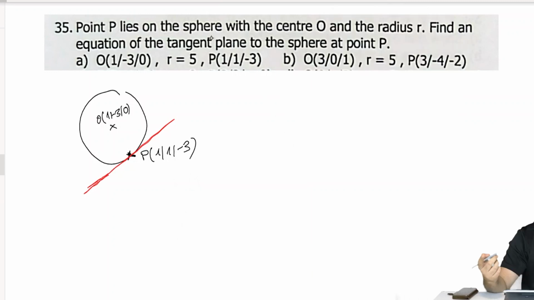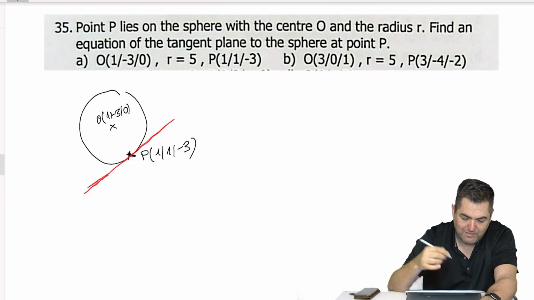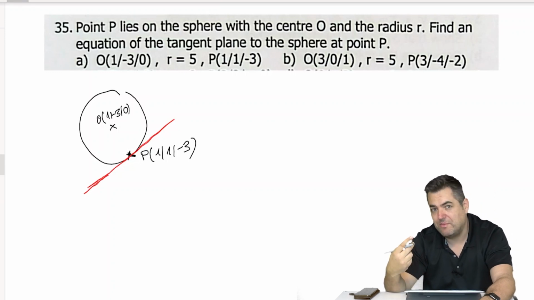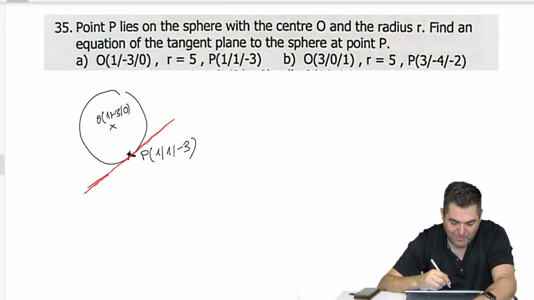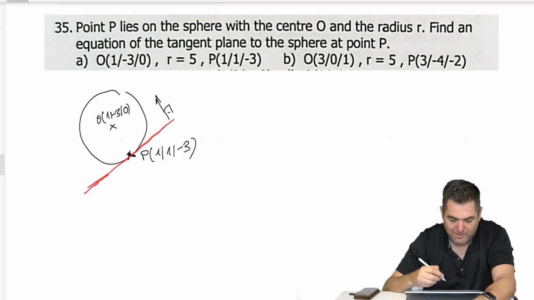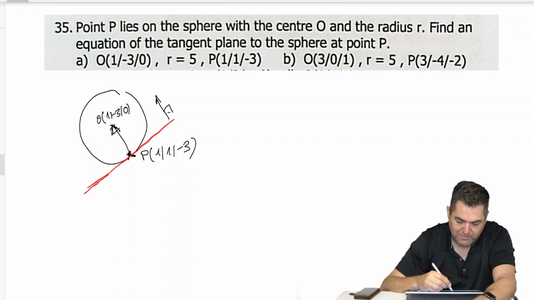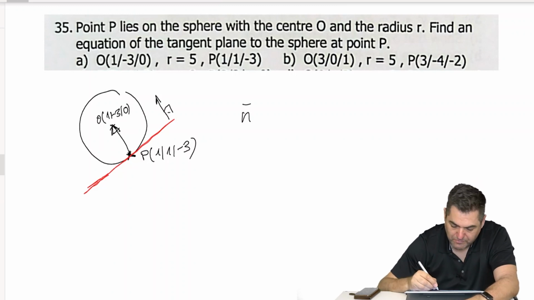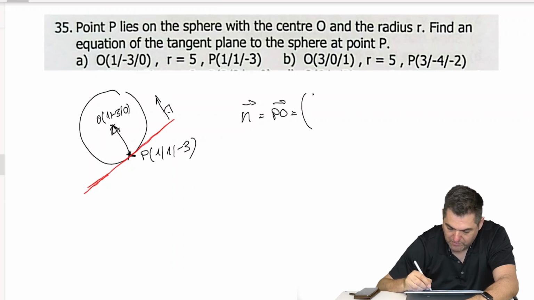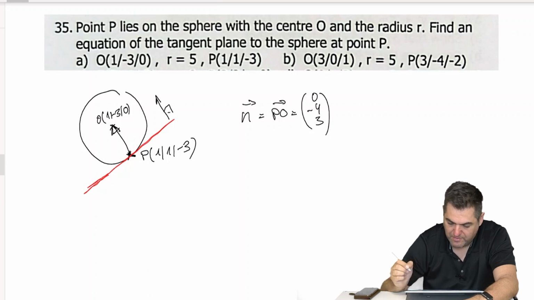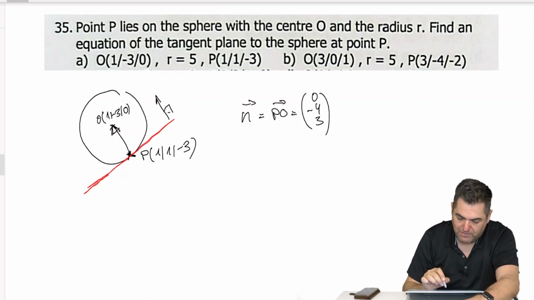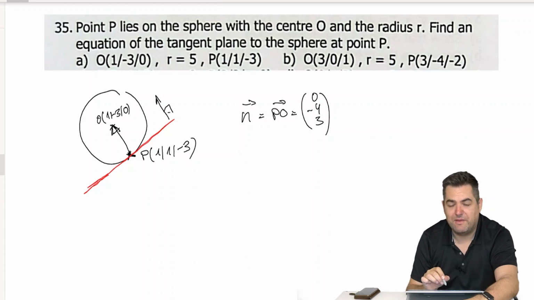I hope you all got the idea that we need a point on the plane and we need the normal vector. So the point on the plane is quite obvious, that's just P. And for the normal vector, which is perpendicular to the plane, I can take the vector from P to O. So we have (0, -4, 3). And the plane goes through the point P.